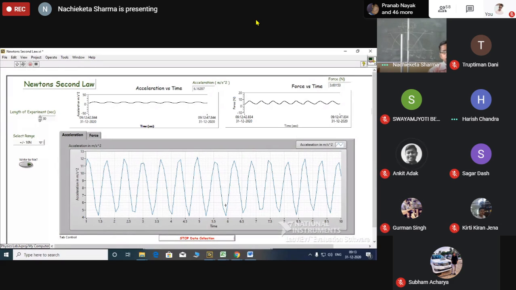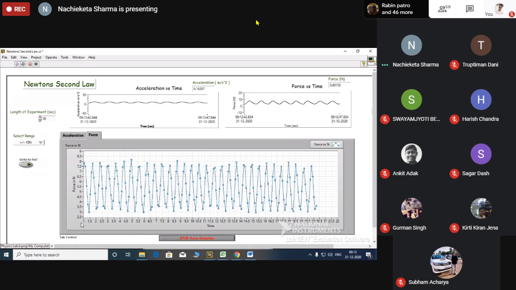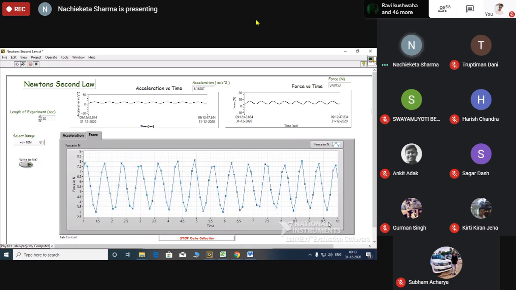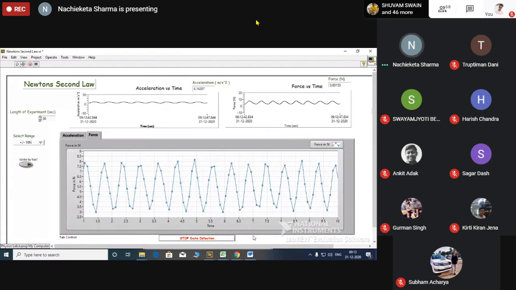Yes, sir. Then again you have to open the force graph and select the same time period that you have chosen in the time and acceleration graph, 1 and 10. Now I will export the data to the Excel sheet. The similar process. Right click, export to Excel. Now you can get it here.